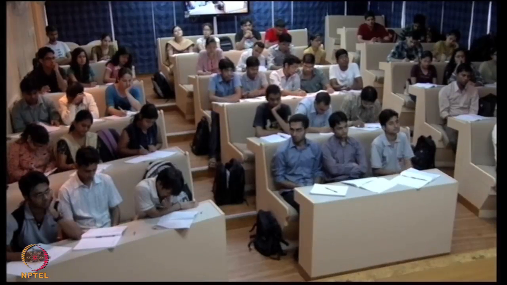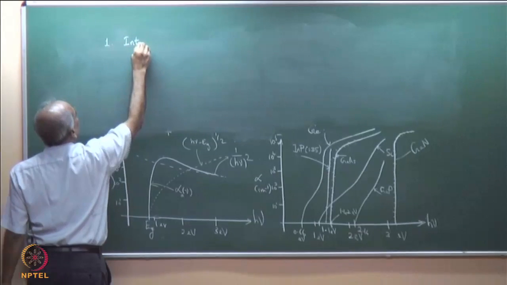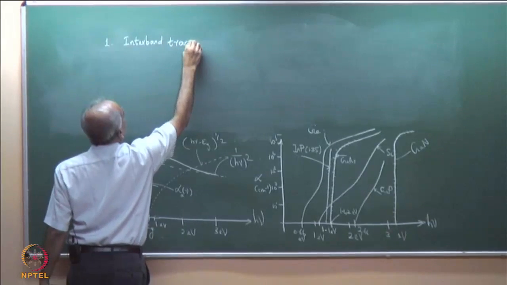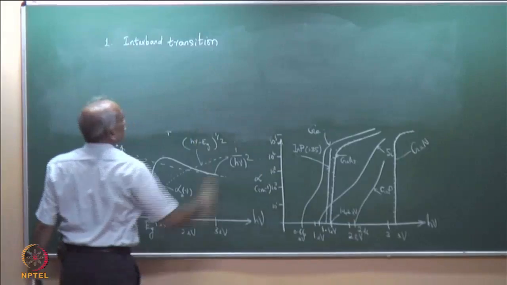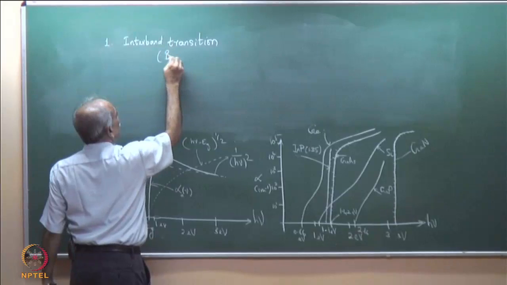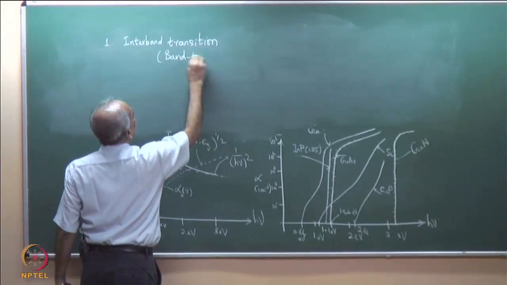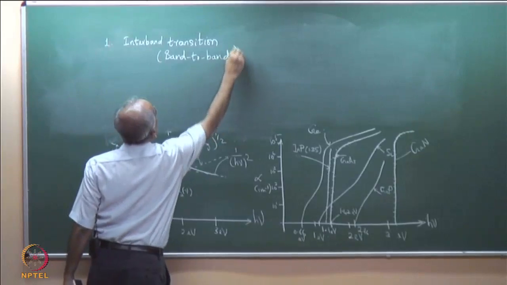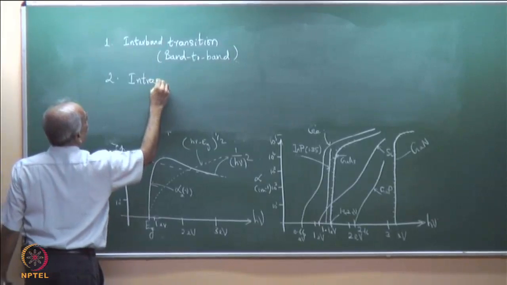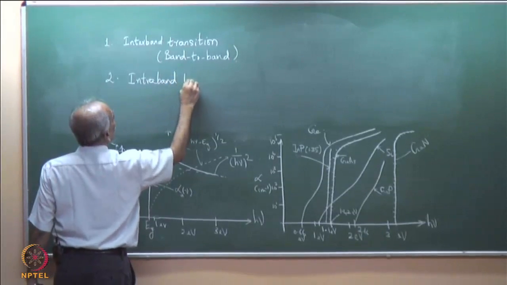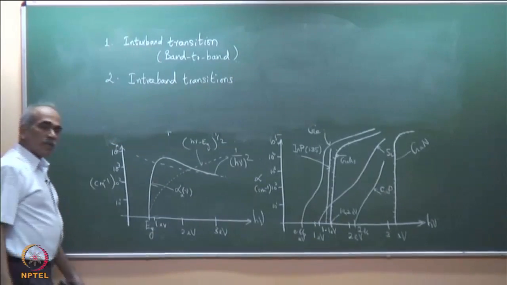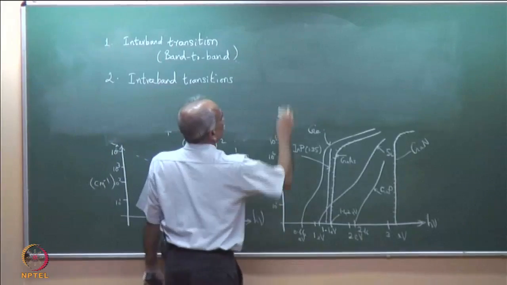So, what we have discussed is one, interband transition. That is band to band, valence band to conduction band, interband or band to band transition. There is intraband transition, within the band. These are generally low frequency or low energy transitions.